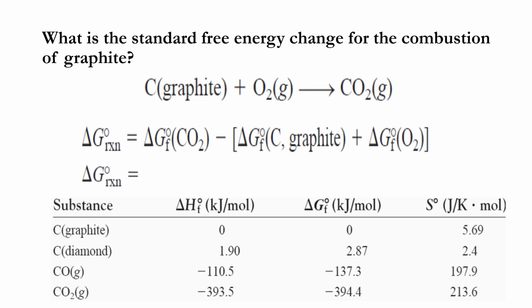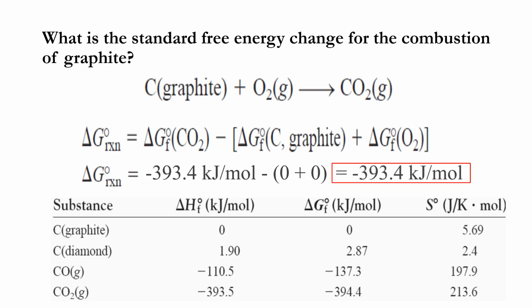Substituting from the table of constants, we will have the values. In the third column, you will see the free energy of carbon dioxide, which is negative 393.4 kilojoule per mole, minus the sum of the free energy of our reactants, graphite and oxygen, which happen to be both 0. So that will give us the summation, negative 393.4 kilojoule per mole.